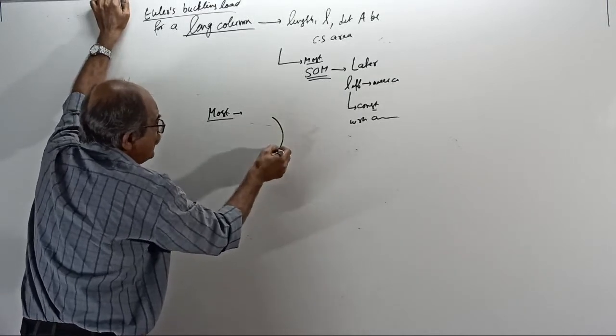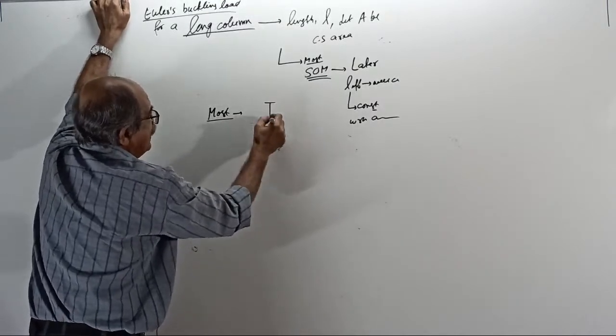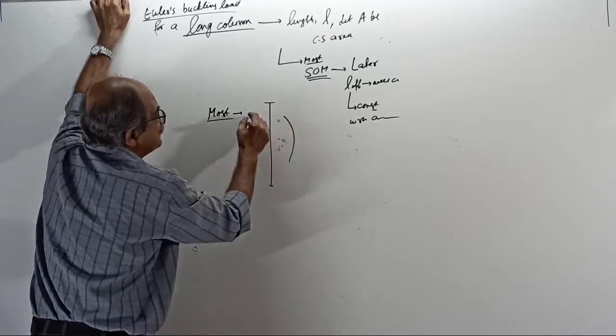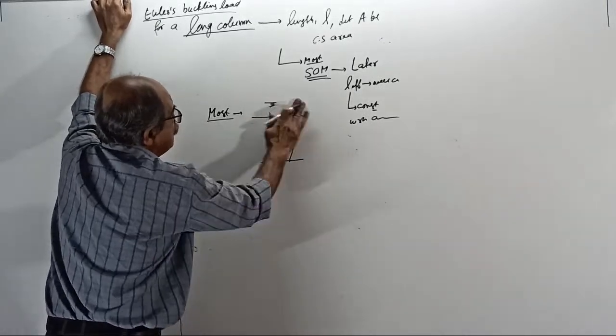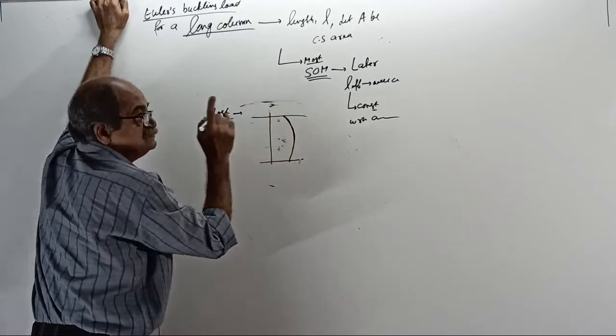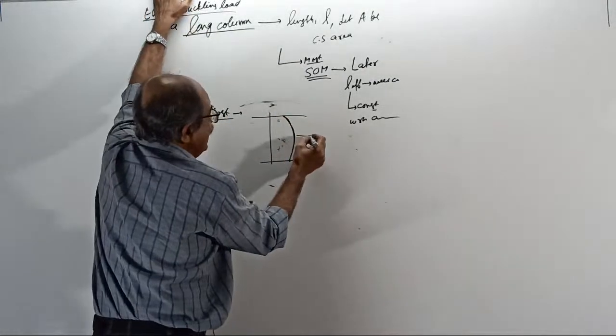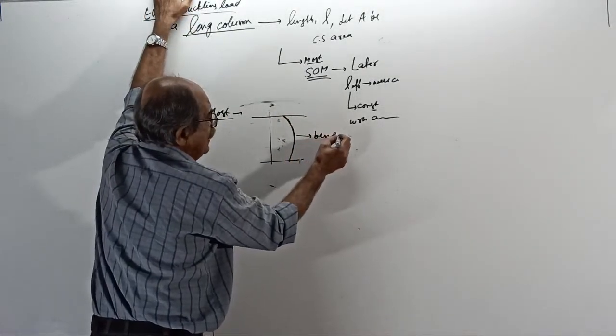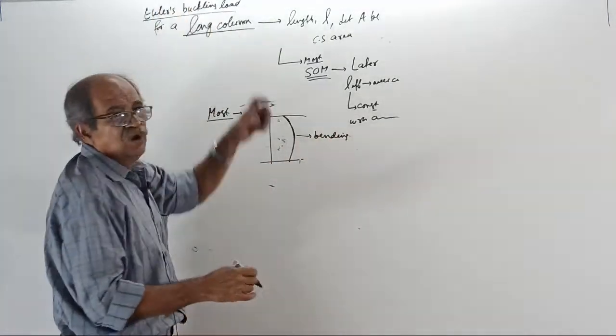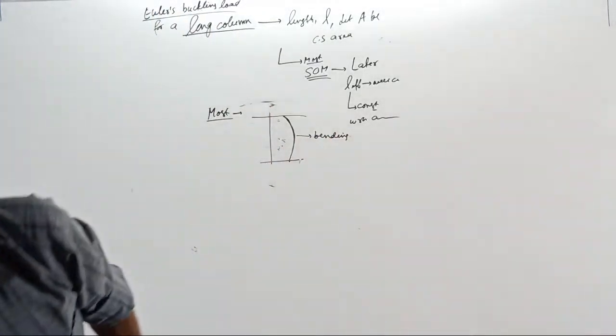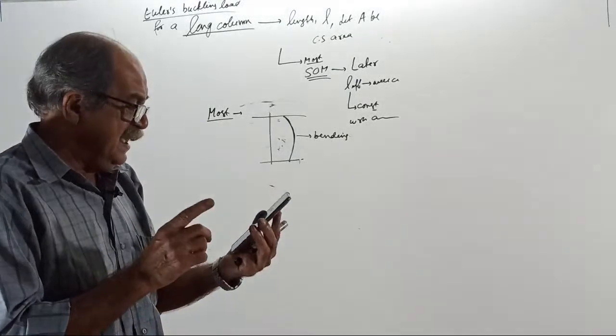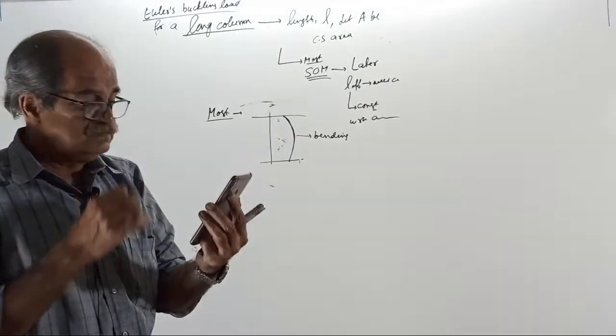See, column, cut. Imagine a column here. It buckles, cut. End condition, I am not bothered. Cut here, buckles. Then, this buckling is actually nothing but bending. Yes or no? Tell. The buckling is actually nothing but bending. Just tell me yes or no.